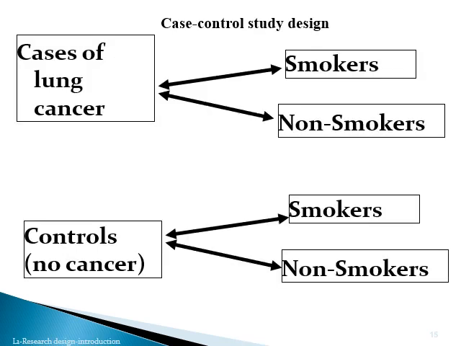In this diagram, we have cases of lung cancer and controls with no cancer. So we go back to see if they had been smoking before. We will have lung cancer cases with smoking status, no smoking, and controls will also have smoking, no smoking.